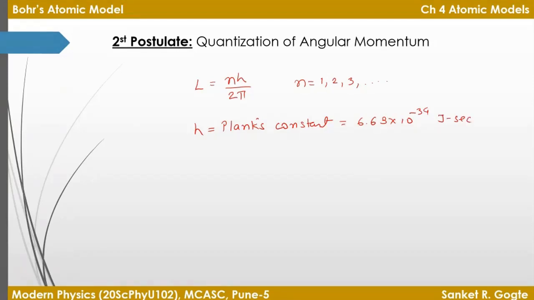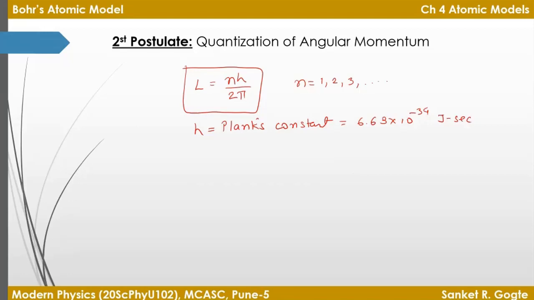And what the second postulate says is that an electron in the atom cannot have just any angular momentum, but it has angular momentum which is satisfied by this relation. If this relation is not satisfied by the angular momentum of the electron, then that angular momentum is not there in the atom. So if we have an electron in the atom which is revolving about the nucleus, then it always satisfies this relation. So it puts a constraint on what angular momentum the electron can have.